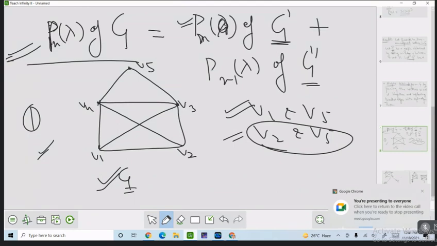Now, in the coloring, we have seen that we colored a graph with colors, and the condition is that no two adjacent vertices have the same color. No two adjacent vertices have the same color. This is the proper coloring.